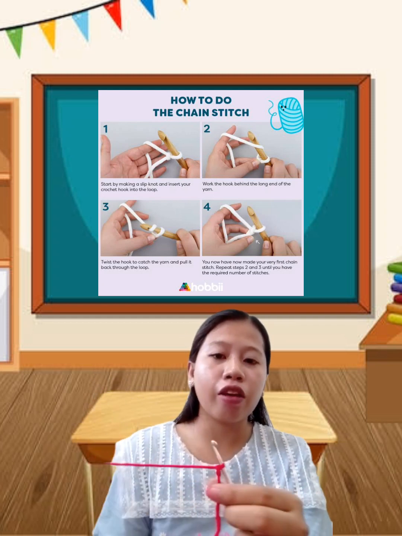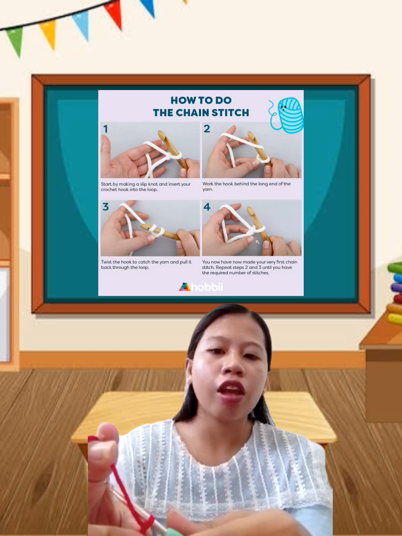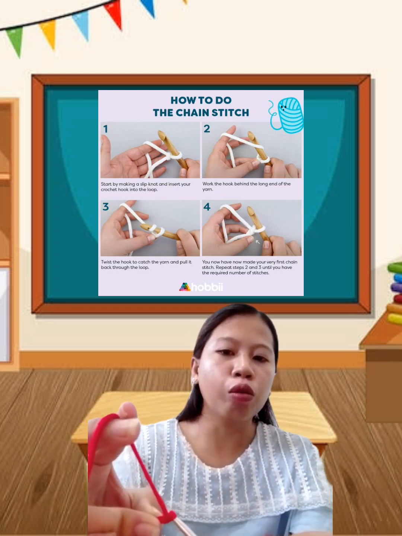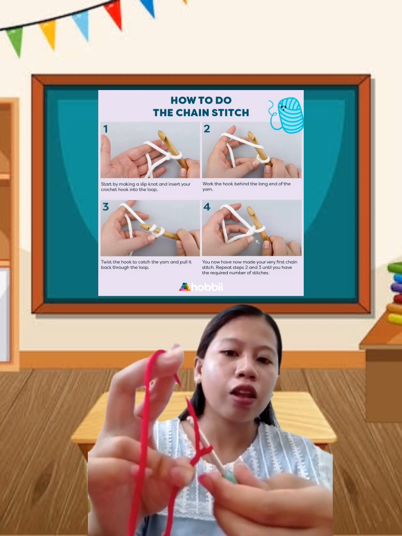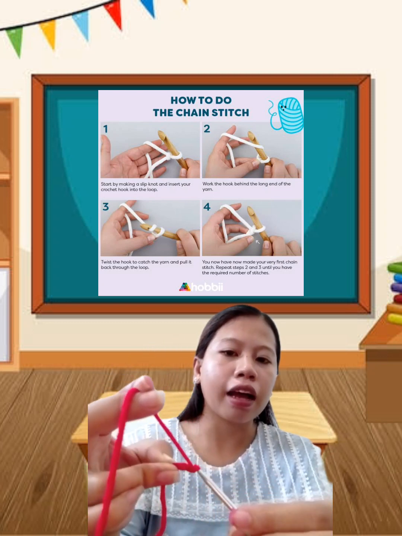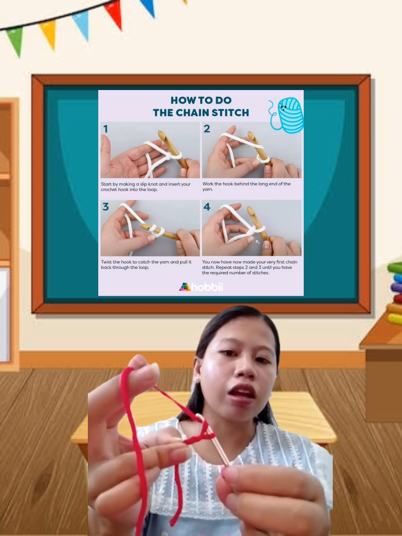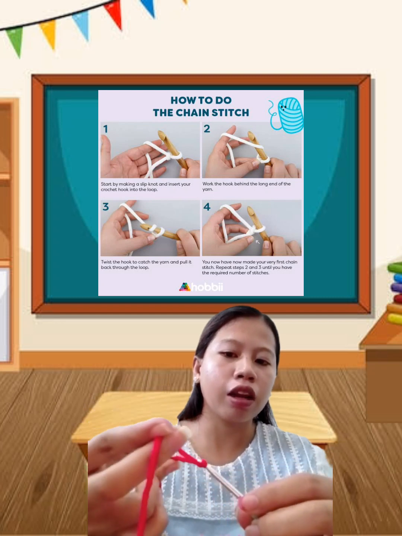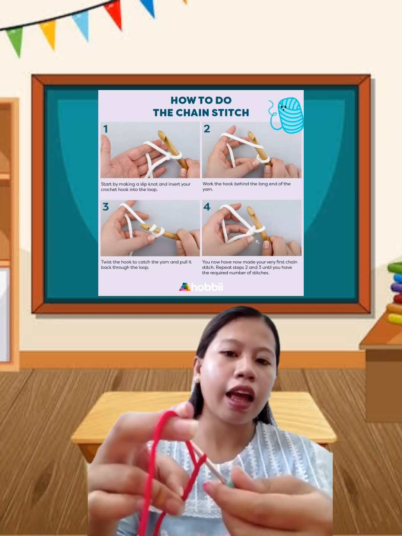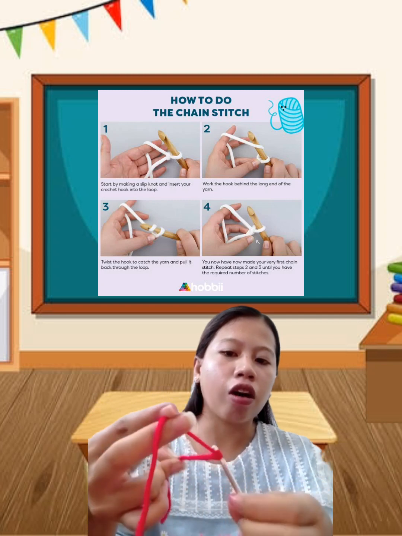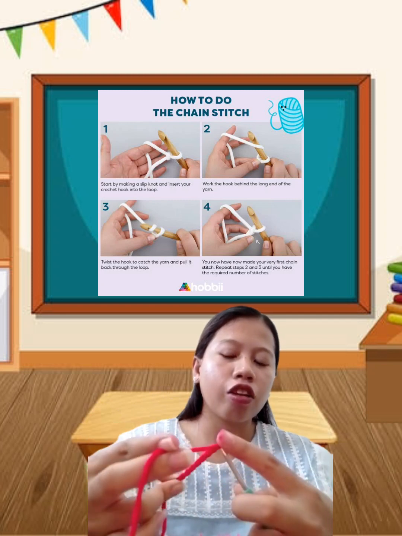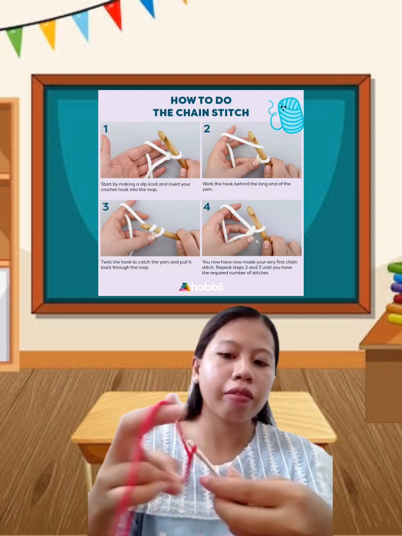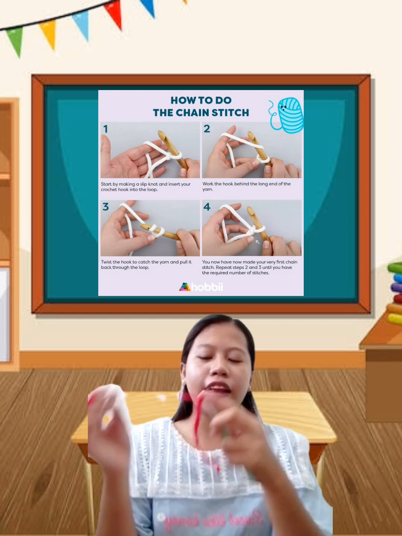So I am going to make 5 more stitches. Twist the yarn and pull it back through the loop. Next, twist the yarn and pull it back through the loop. Twist again, pull it back through the loop. And repeat until you have your desired stitches. Very easy, right?